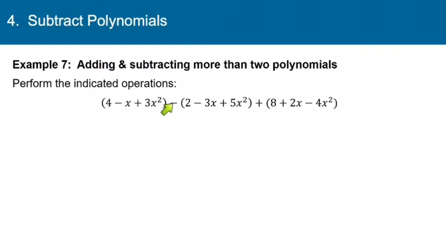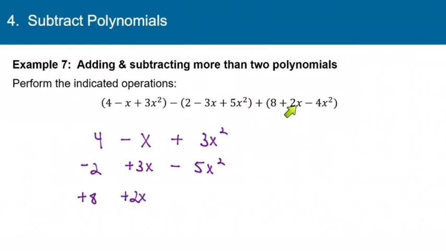And don't forget that the second polynomial is being subtracted, so as we copy the second one down, we'll make sure and change all the signs so that we distribute this minus. So let's start by copying down 4 minus x plus 3x squared, and then we're going to distribute this minus, so we'll have negative 2 plus 3x minus 5x squared, and then this one is added, so we'll just copy it down the way it is, 8 plus 2x minus 4x squared.